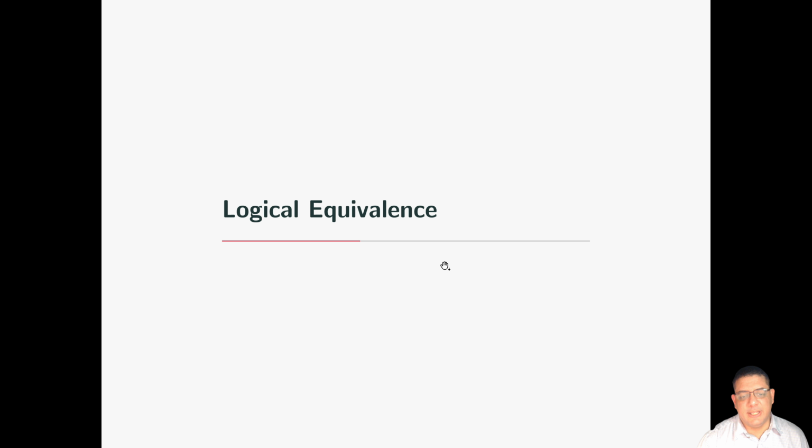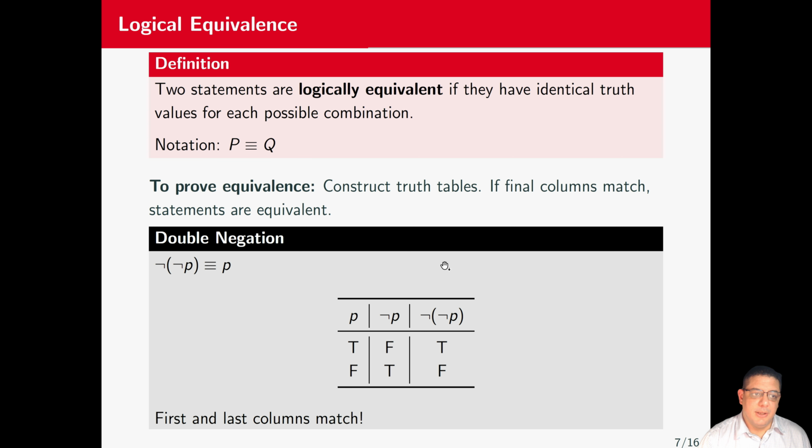Now let's go with the idea of logical equivalence. Two statements are going to be logically equivalent if they have identical truth tables, or identical truth values for each possible combination. We're going to say that they're logically equivalent if something like P is equivalent to Q. We use this notation with the 3 bars. And to prove equivalence, we construct truth tables. And if the final columns of each statement match in their truth values, then they're equivalent.